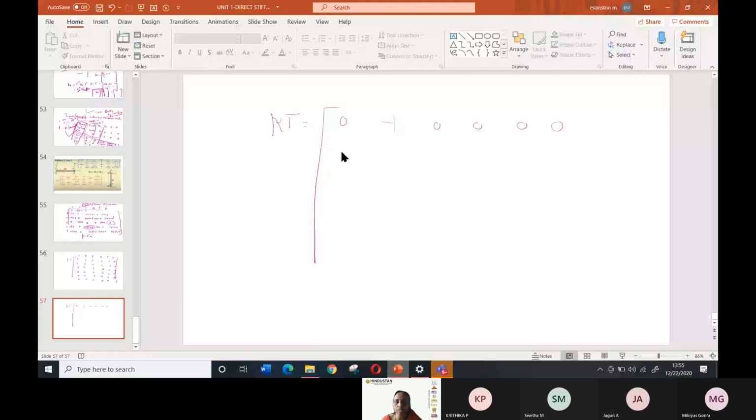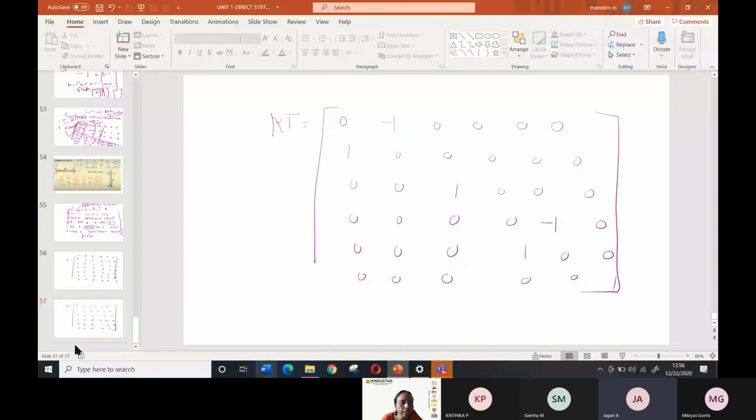0 0 0 0 0. Third row is 0 0 1. Remaining 0. Fourth row, 0 0 0. 0 minus 1 0. 0 0 0 1 0 0. Then first 5 numbers 0, last one 1. Okay. This is the thing.